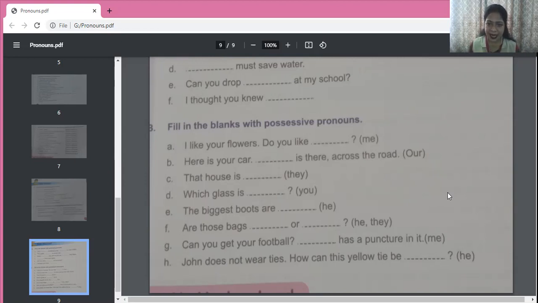Are those bags dash or dash? Are those bags his or theirs? His or theirs? Can you get your football? Dash has a puncture in it. Mine has a puncture in it. Okay. John does not wear ties. How can this yellow tie be his?